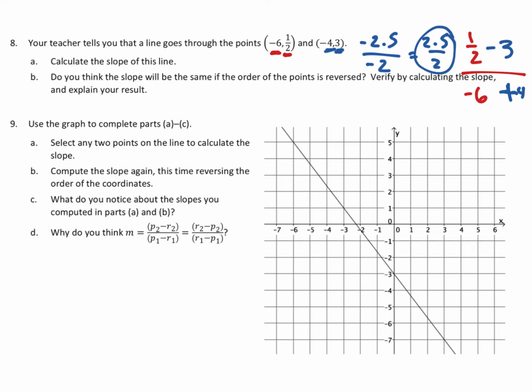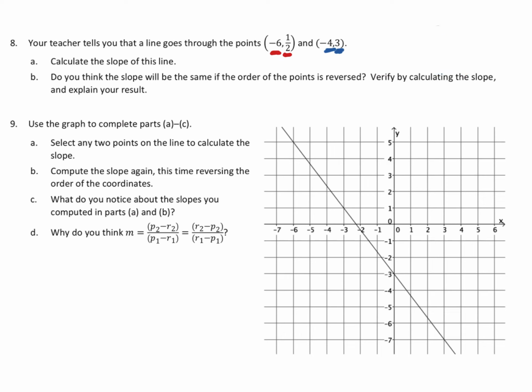Now I'm going to erase this just so I have more room to work, but I'll write the answer for part A next to it. Alright, down here it says in part B to calculate the slope to verify your hypothesis or your thoughts about what would happen if you reversed it. So in the top one, I started with the red point and I subtracted the blue. This time I'm going to start with the blue point. So here I have 3 minus 1/2 divided by -4 minus -6.